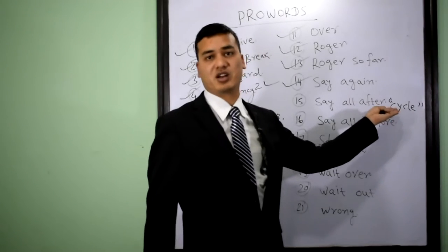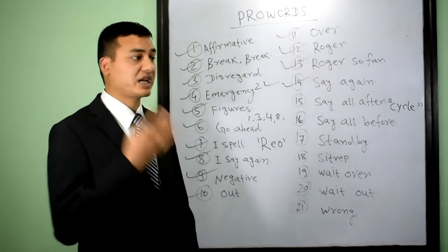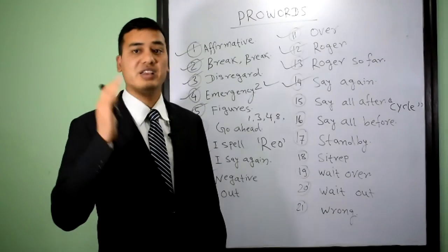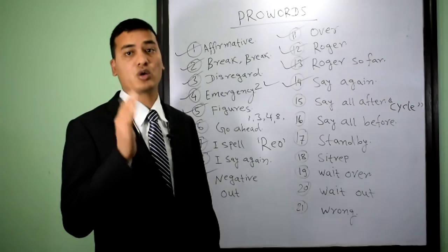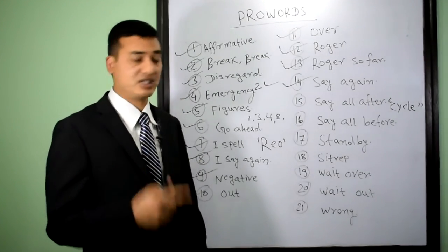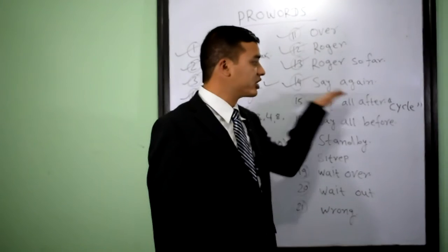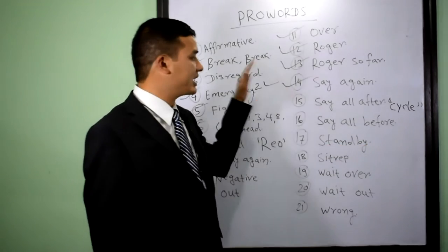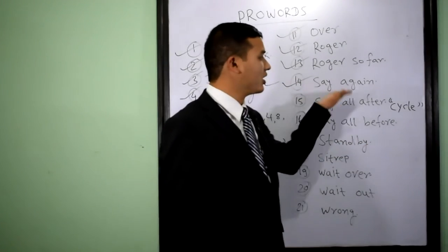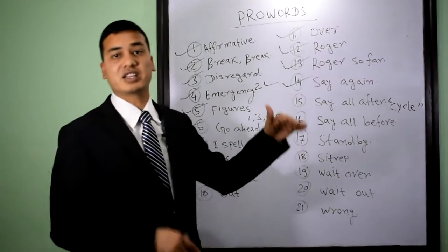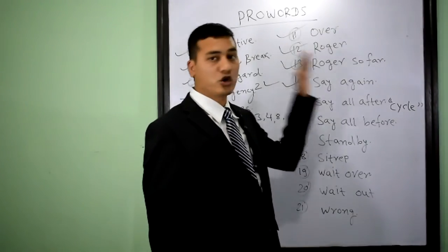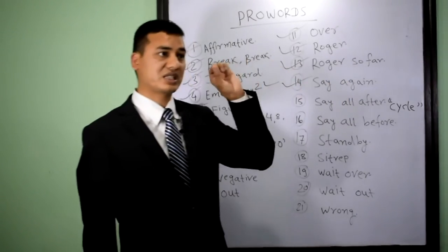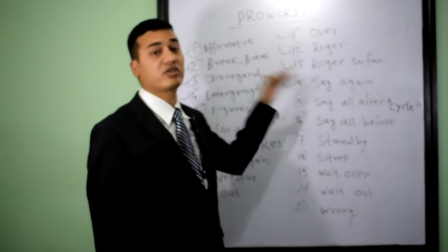I write here cycle. You are passing the message: one guy left the cycle at the main entrance, but I didn't see the person. Who is he or her? You pass the message, but the receiver did not understand your message after the cycle. So he can say, say all after the cycle. It means before the cycle he understood, and he wants to know the message after the cycle, or after the word. When you said cycle, after that you have to repeat that message.